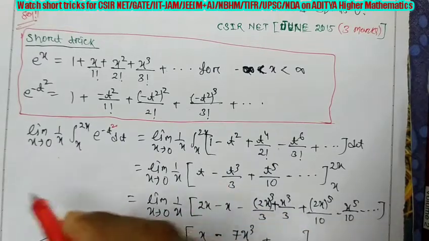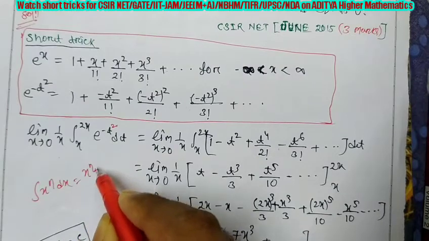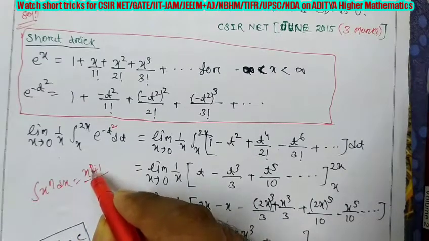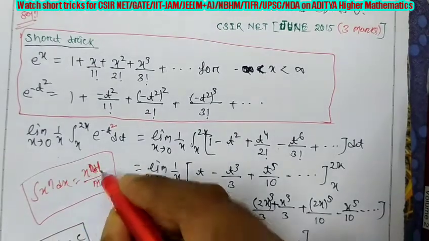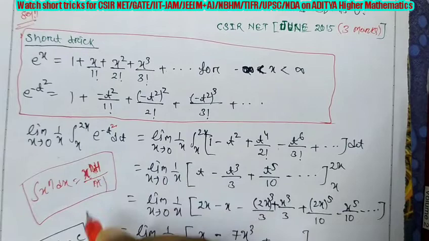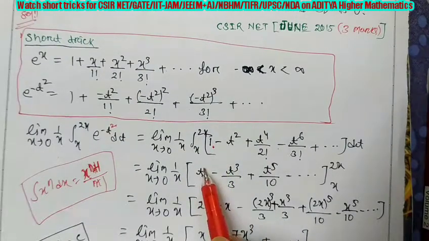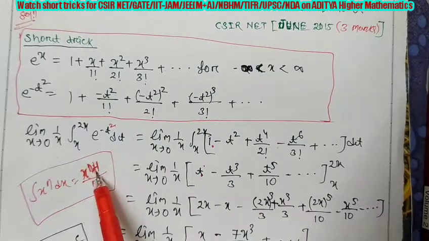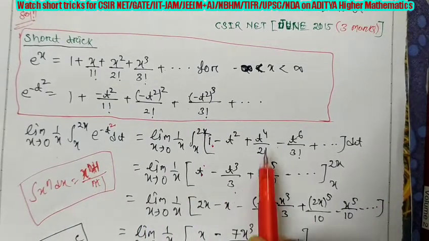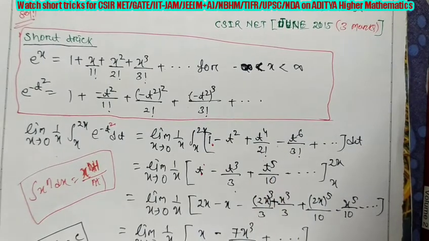Just I am using the x^n formula. You know this, the integral of x^n dx is x to the power n plus 1 divided by n plus 1. That power is n plus 1. So since here it is 1, its integration you will get t, because 0 plus 1 is 1. Next t square, then its integration is obviously t cube by 3, and for t fourth it is t to the 5 by 5, with 2 factorial is there, so it is coming 10. Like that it will come.